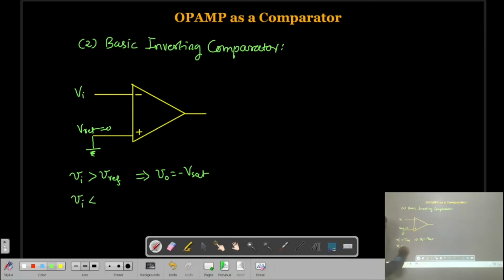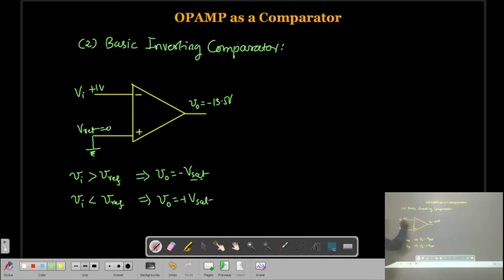If this input voltage is less than the reference voltage, meaning the input is going to be negative, and here we have an inverting comparator, so the output is going to be positive. So this output will be equal to plus V saturation. Remember, correct? So here, if the reference is 0 and I am applying a plus 1 volt, then the output voltage will be equal to minus 13.5 volts, because it is going to be a minus V saturation.